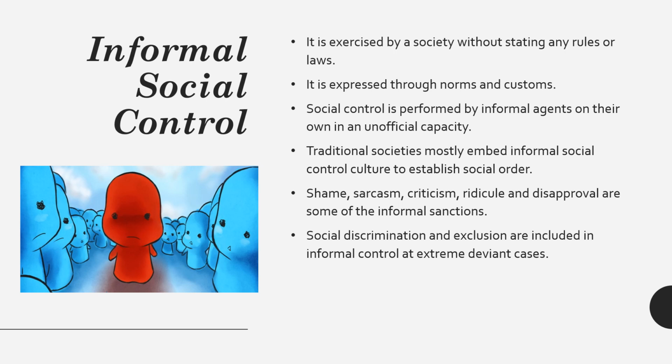So parents, for example, might make decisions about appropriate expectations for behaviour, and they may well bring in their own sort of reprimands and punishments, things like being grounded, having your phone taken off you, in order to draw on that element of social control. Most traditional societies embed informal social control into their culture in order to establish order.